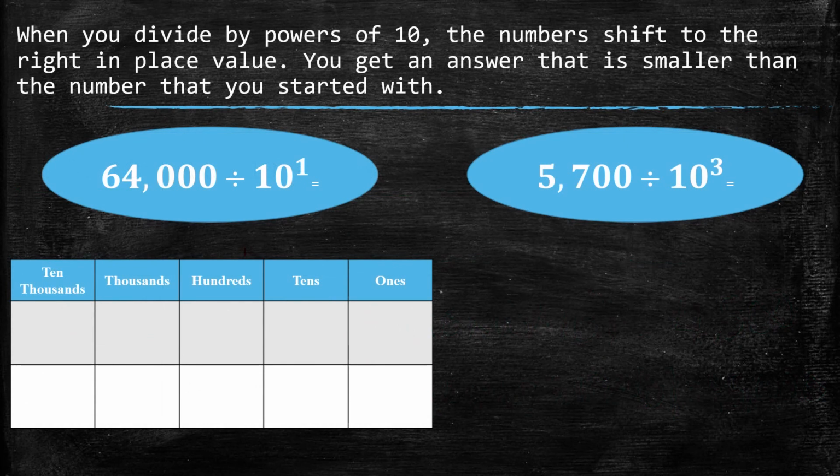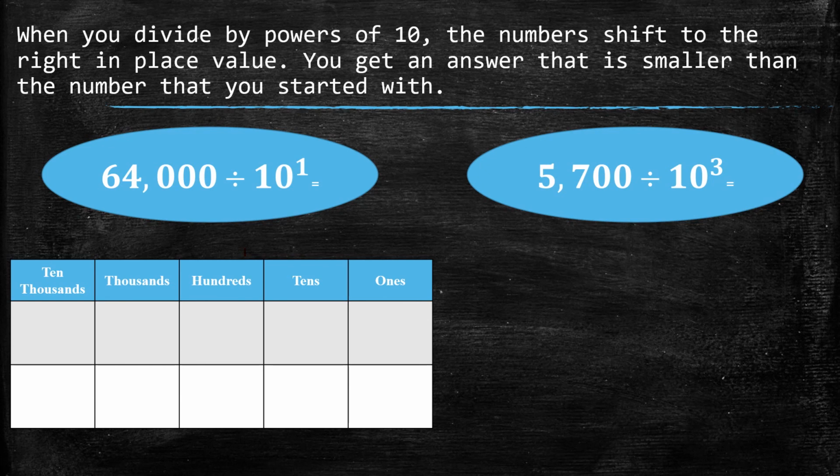When multiplying a number by a power of 10, it results in the number shifting to the left. A similar shift in the other direction occurs when you divide a number by a power of 10. When you divide by 10, the numbers shift to the right in place value. You get an answer that is smaller than the number that you started with. Each place in a number is like a power of 10.